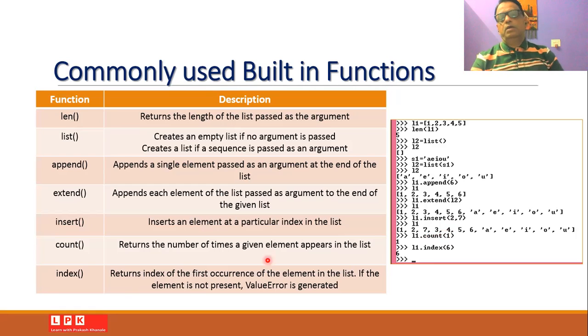Count is a function which will return the number of times the given element appears in the list. For example, if I give L1.count(1), then I will get the display as 1. Index is a function which will return the index of the first occurrence of the element in the list. If the element is not present, then a ValueError will be generated. So L1.index(6) will give the occurrence of the element 6 in the list, that is at the 6th position.